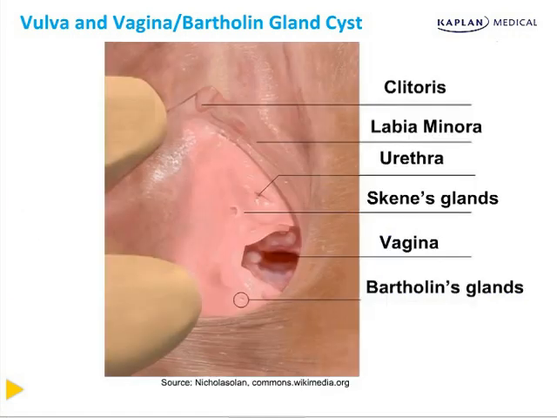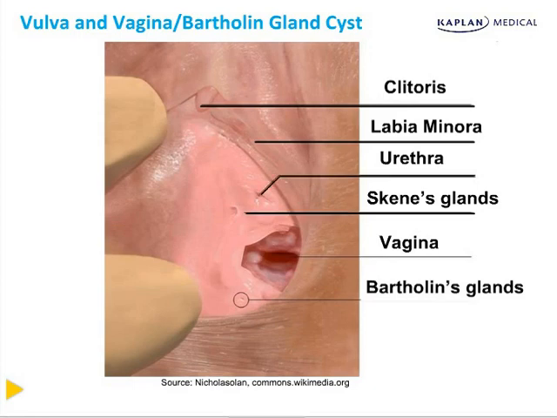Here we have different anatomic landmarks while looking at the vulva. The clitoris is at the apex. The labia minora are just inside of the labia majora. The urethra and Skene's glands are at the top of the vagina, and the Bartholin's glands are down at the 7 o'clock position.